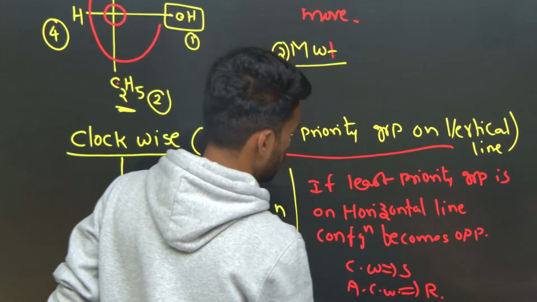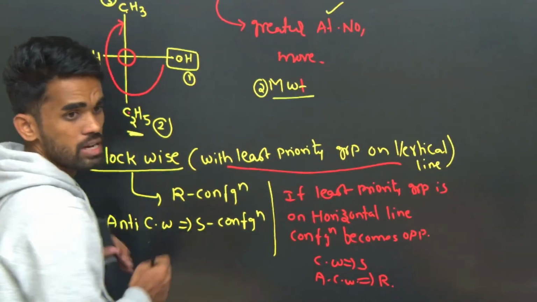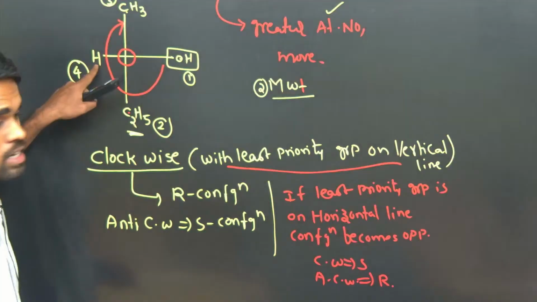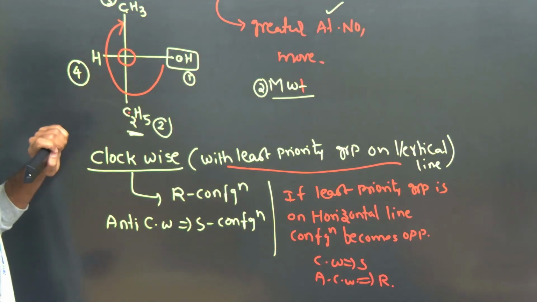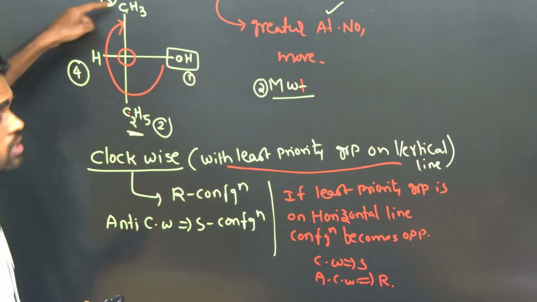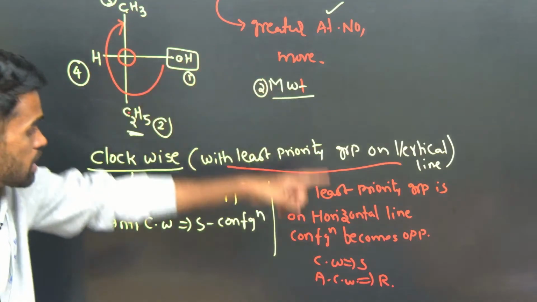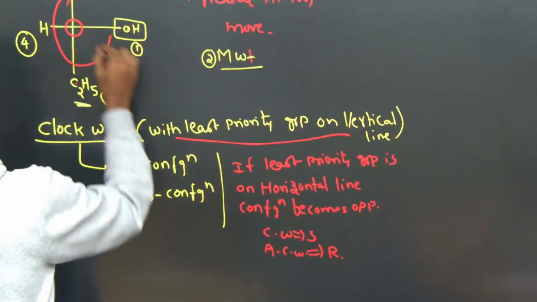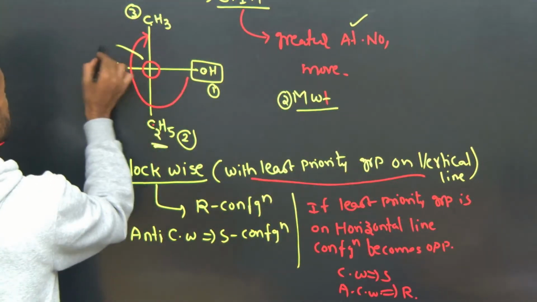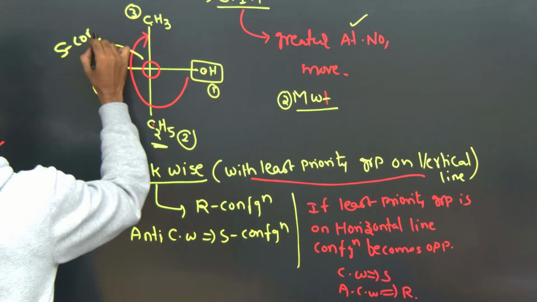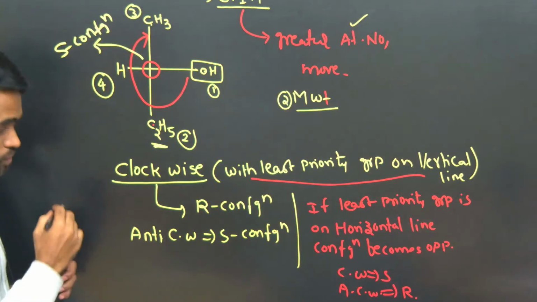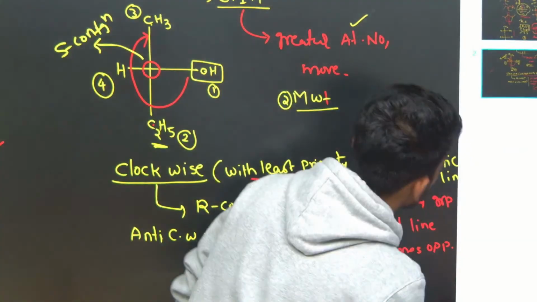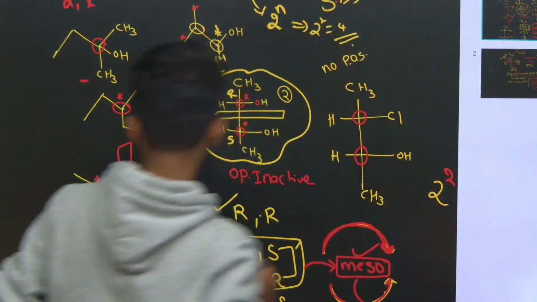When our least priority group is on horizontal. So tell me, is our least priority group on horizontal or vertical? Horizontal. How is the rotation? Clockwise. So it is called S isomer, S configuration. Is this clear or not? For practicing purpose, we'll look back into our previous questions here.